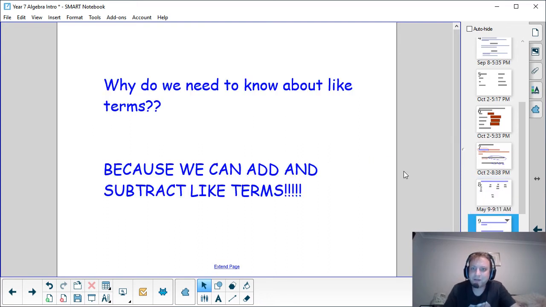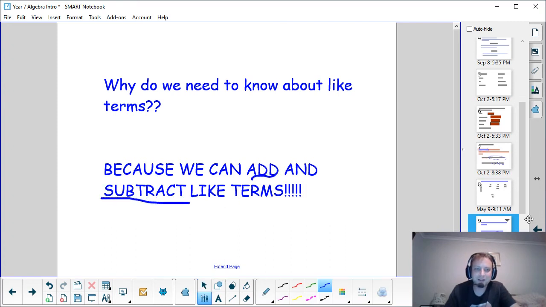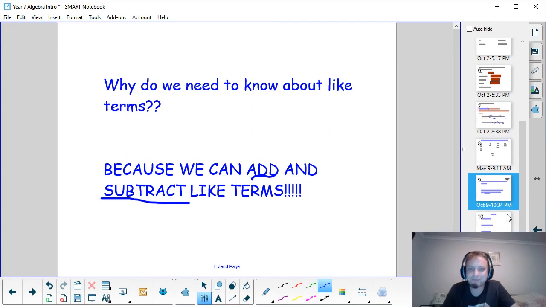And why do we have to know this? Why do we need to know that like terms exist? Because you can add and you can subtract them from each other. Okay, these are the things that we'll be adding and subtracting. Okay, you can only add and subtract letters when they are the same.